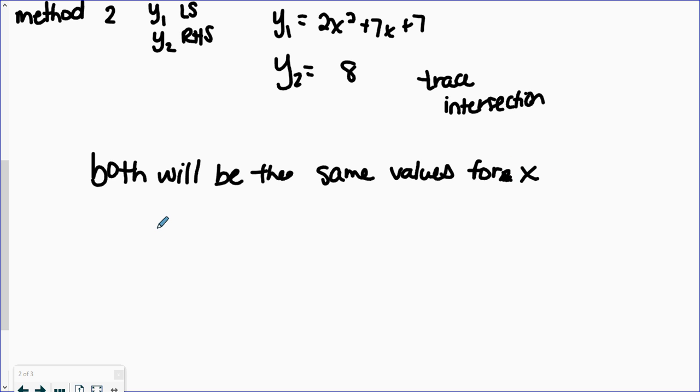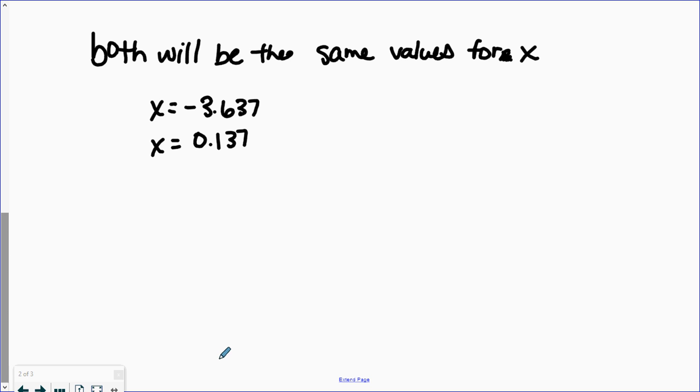Same values for x. So again, those ones that came up, x equals negative 3.637 and x equals 0.137. As well, just to go over it, since you seem to be doing the quadratic formula for that one, I just want to do it to see where maybe your mistake came, because it looks like you have a little bit of a mistake. You had this as the positive value, positive 3.637. So you made a little bit of a mistake there.